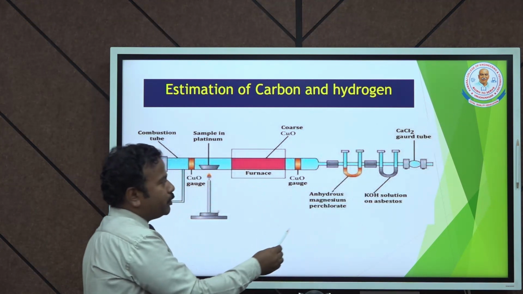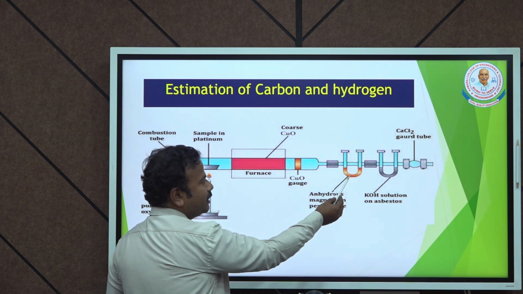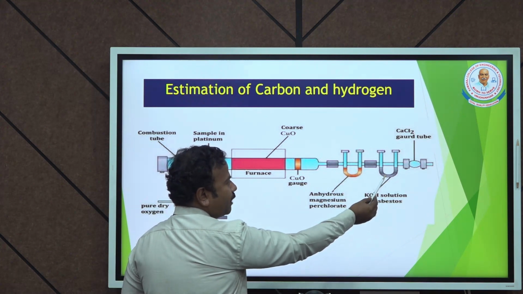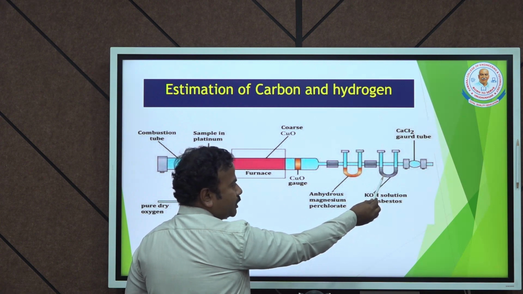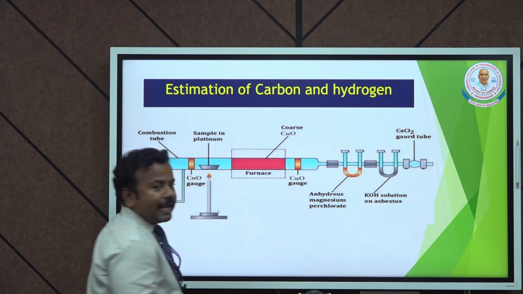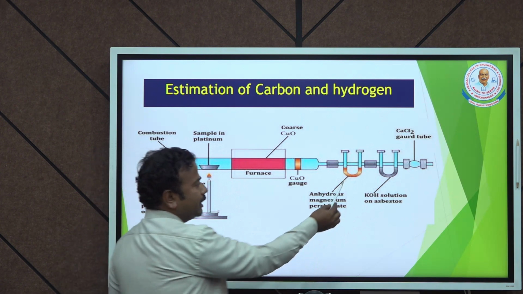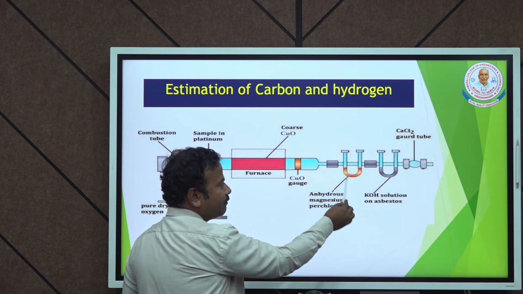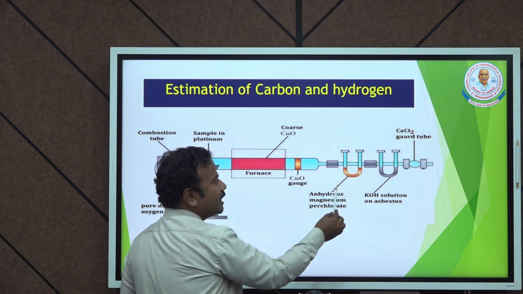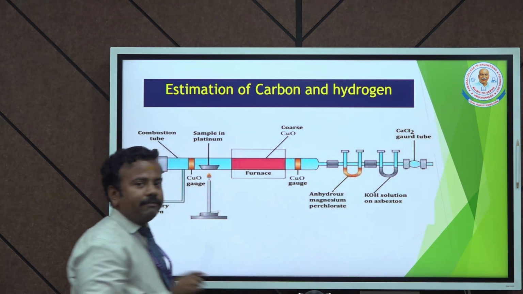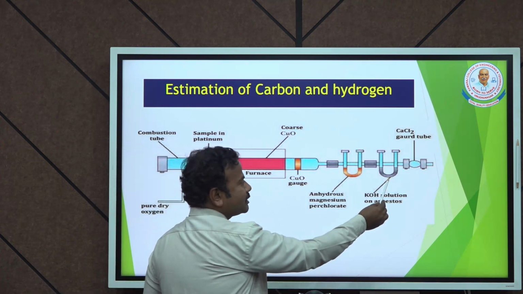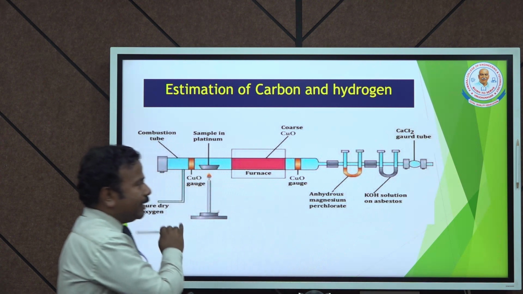In the two U-shaped tubes, we have already taken weighed samples. Here is the known weight of the KOH solution, taken as X gram, and here is anhydrous calcium chloride, already weighed, taken as Y gram. So this is the X gram and this is the Y gram. This is the entire setup.